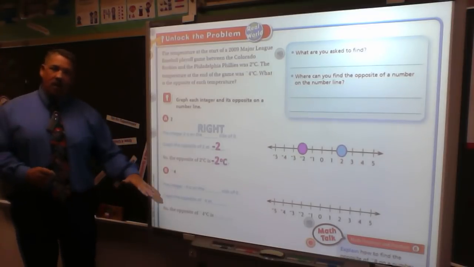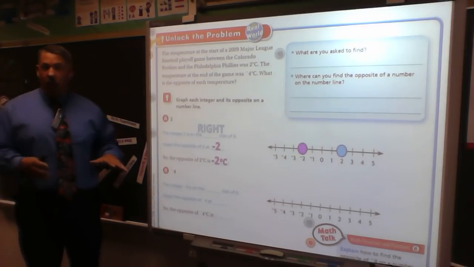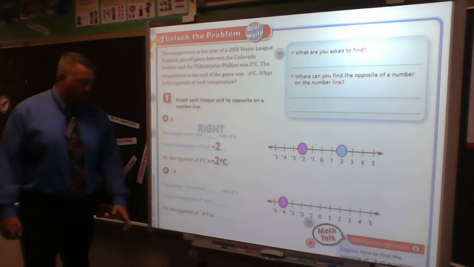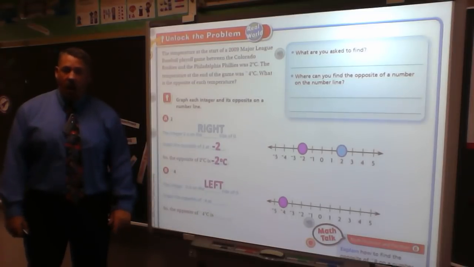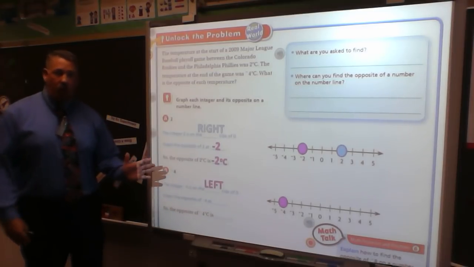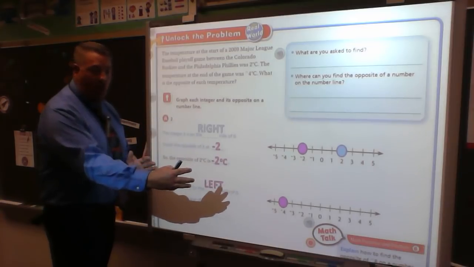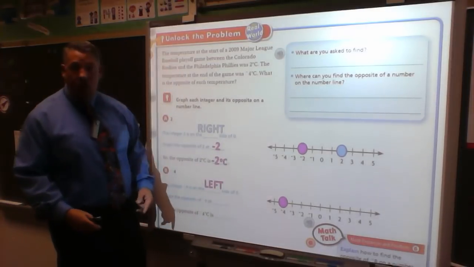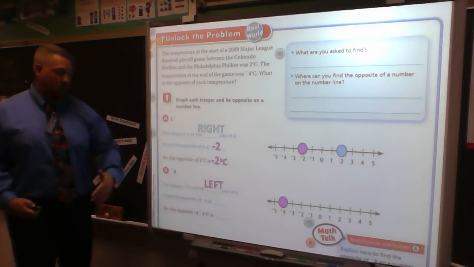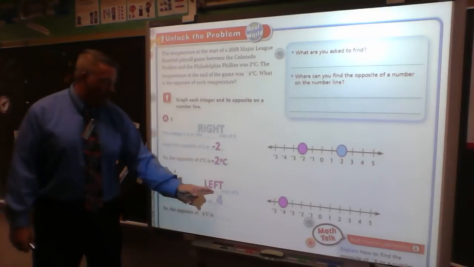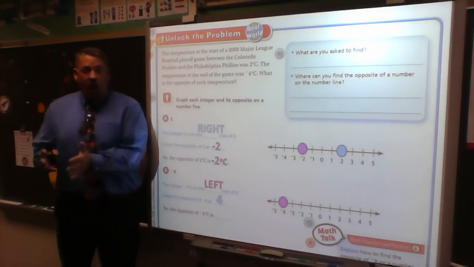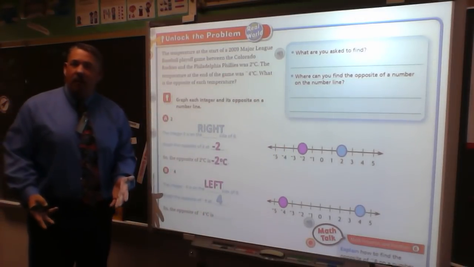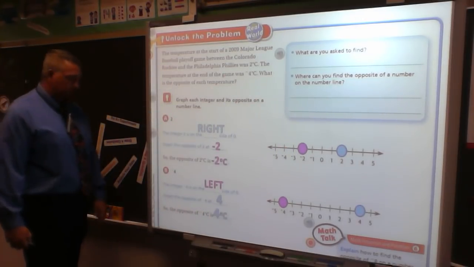In the same way, on that ending temperature, if it was negative 4 degrees, where would it be? Well, all of my negatives are to the left of my 0, so I know it has to be on the left-hand side. What would its opposite be? Well, I'm just going to take that negative away. If I went 4 steps from 0, I've got to go 4 steps from 0 also, but just in the opposite direction. So when I go in the opposite direction, then I'm going to end up on the 4. So the opposite of negative 4 degrees Celsius is 4 degrees Celsius. Not difficult, right? It's not intended to be.